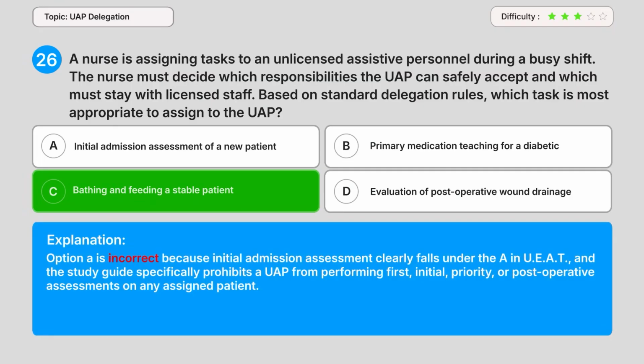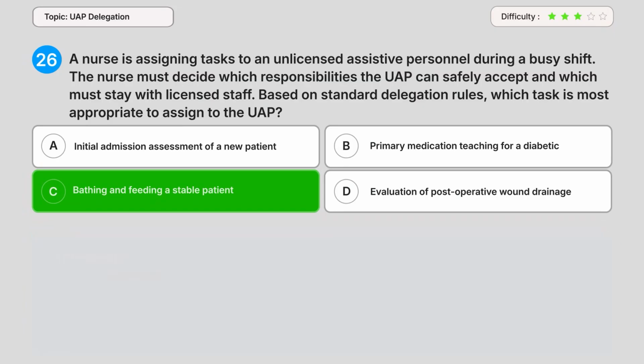Option A is incorrect because initial admission assessment clearly falls under the A in UEAT, and the study guide specifically prohibits a UAP from performing first, initial, priority, or post-operative assessments on any assigned patient.